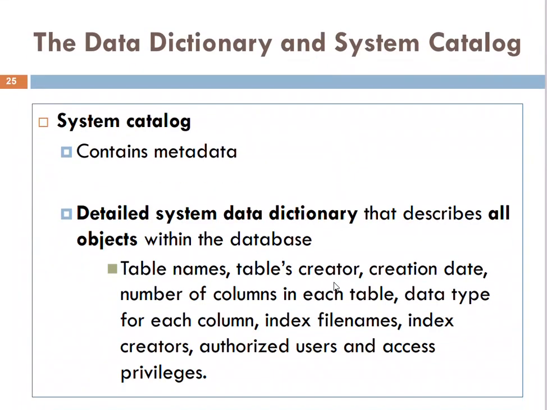Next we move to system catalog. So what is system catalog? It contains metadata. It is actually a detailed system data dictionary that describes all objects within the database, including table names, table creator, creation date, number of columns in each table, data type for each column, index file names, index creators, authorized users and access privilege. So the system catalog is a more detailed system data dictionary. About index we will see later.